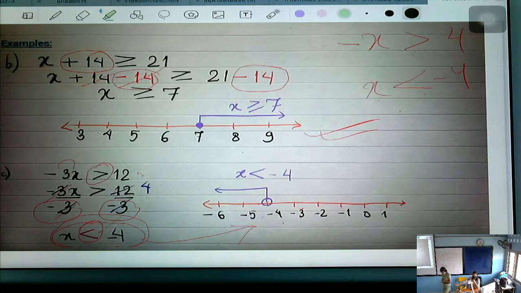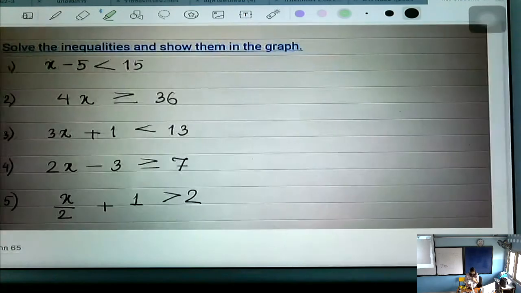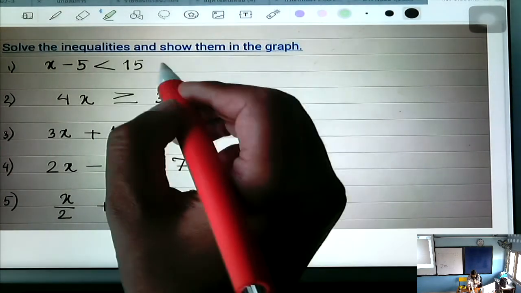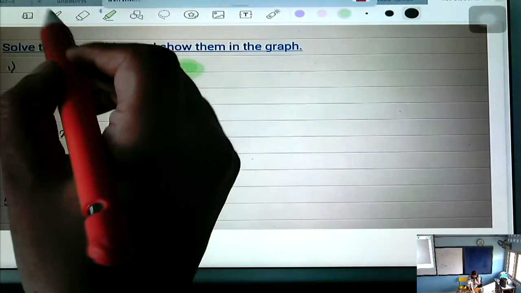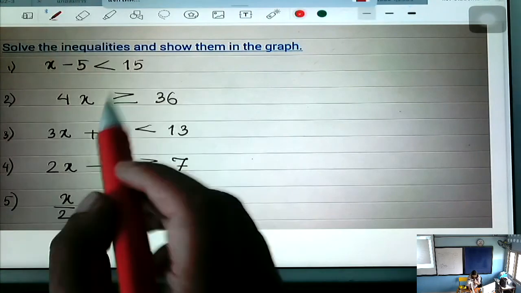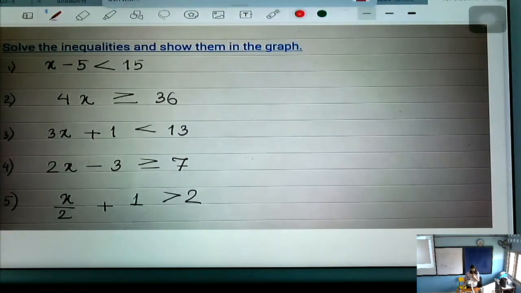Okay, thank you, teacher. Now, after you understood all these properties, let's come back to our practice work. There, you have to solve the inequalities first and show them in a graph. So you find the answer. Find the answer, okay? Did you understand the question?